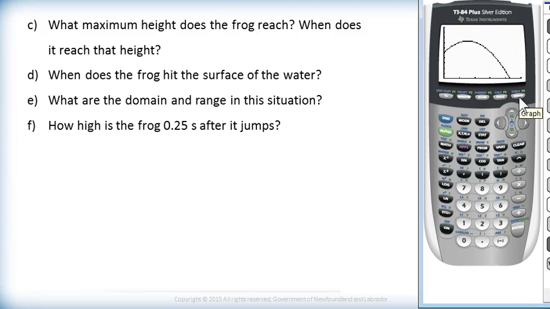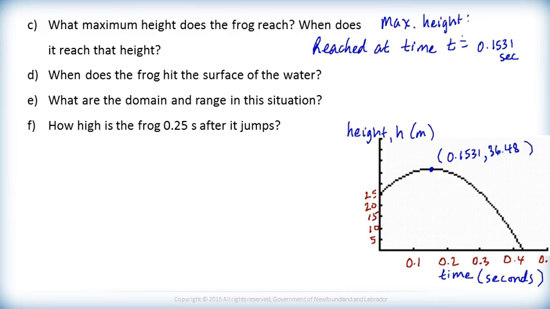Now, part C of this problem says what maximum height does the frog reach? Well, since we've already calculated 0.1531, if we hit our trace button and type in 0.1531 for our time value, it will take us right to that point on the graph. And it looks like it's around 36.48. So back to our slides, 36.48 is the q value for the vertex. The maximum height, therefore, is approximately 36.48 centimeters, and it occurs at about the 0.1531 second mark.